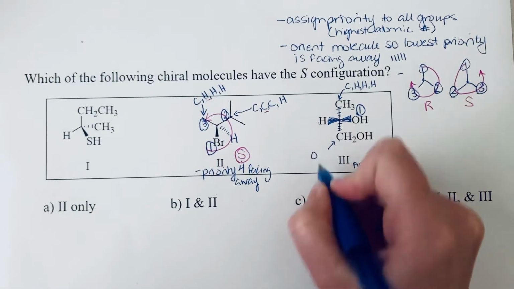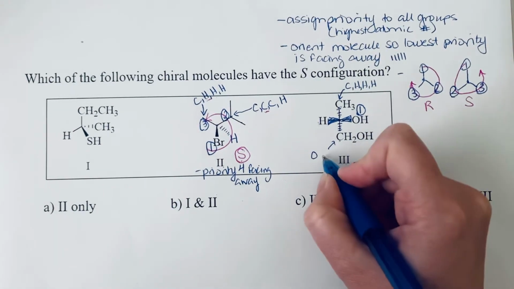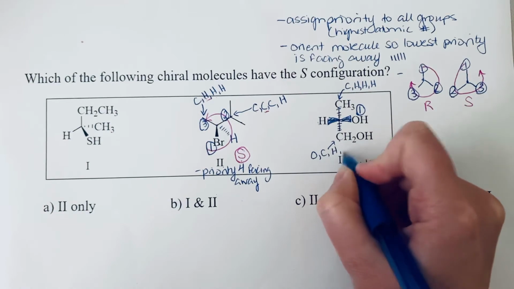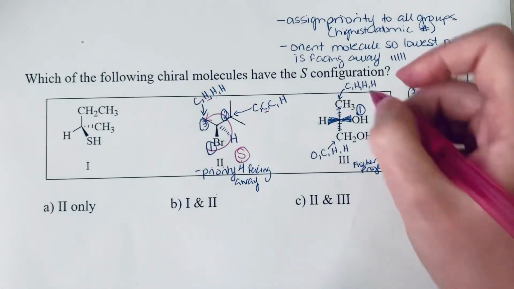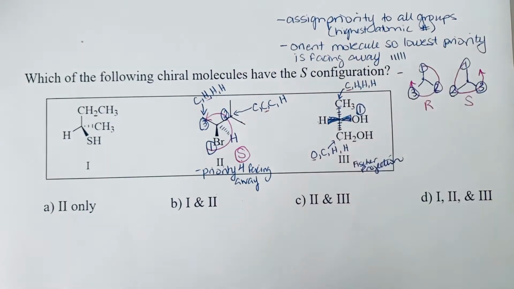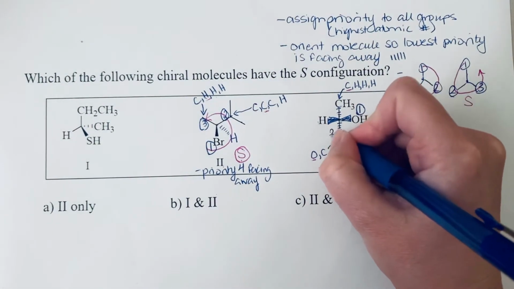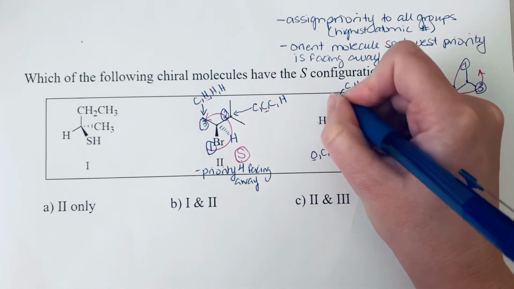So if I list those in decreasing atomic number, I'm going to put the oxygen first, then the carbon, and then the 2 hydrogens. And that just allows me to really quickly see the difference. So I can compare carbon, oxygen. Oxygen is heavier, so that means this bottom group has priority. And then the top would be 3.